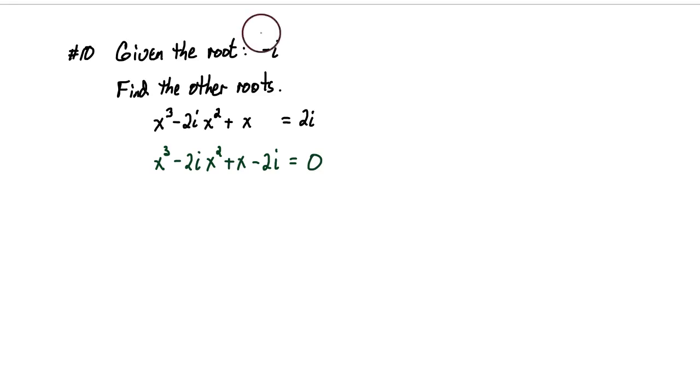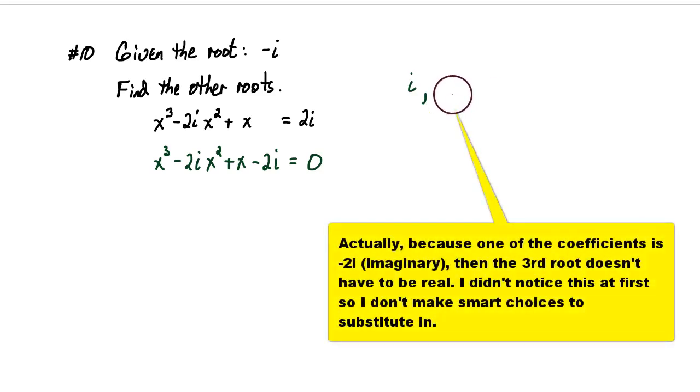Now, if one of the roots is negative i, then one of the theorems said its conjugate is a root. So positive i is going to be one of the roots. Now, there's going to be one more root, because if it goes to the third power, there are in total 3 roots. Negative i and positive i are both imaginary, so the other one must be a real root. We could find it using the synthetic substitution. 1, negative 2i, 1, negative 2i.